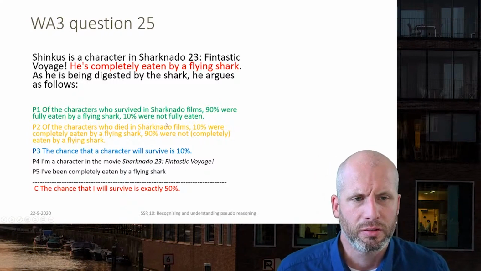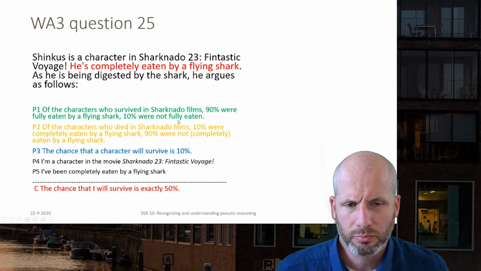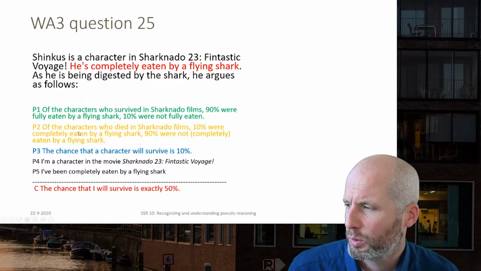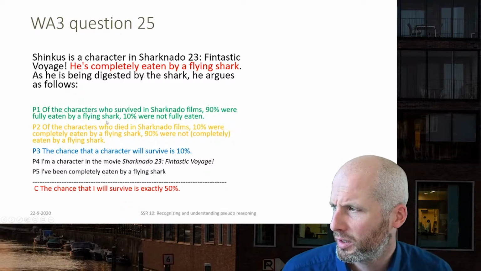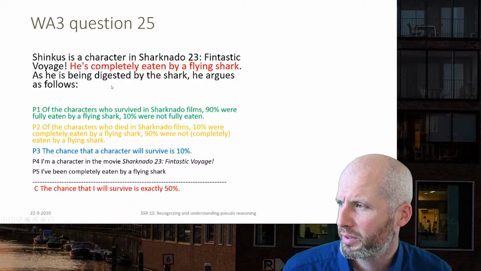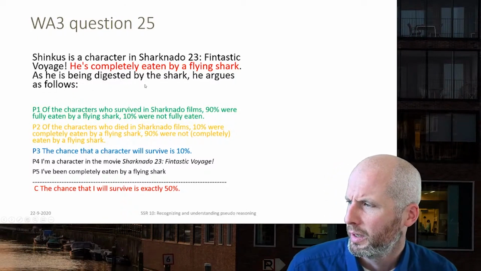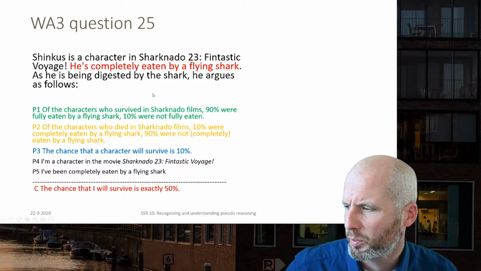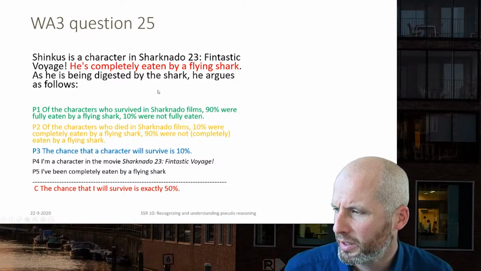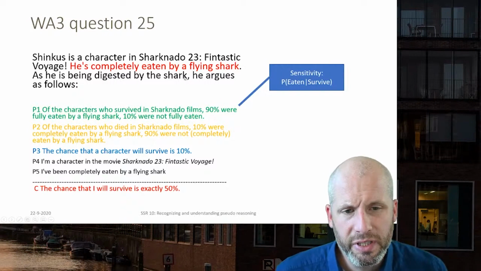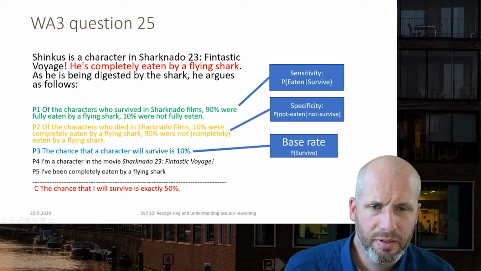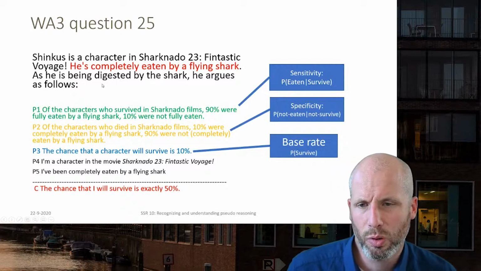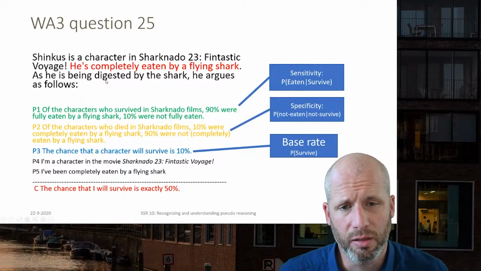And I think also the answer to some of you might have struggled with this. So the solution for the WA3 question in the 25 is you recognize the example, right? There was an argument that included different information, and all the information was there. The sensitivity was provided, the specificity was provided, the base rate was provided, and what was asked of you is to assess this argument.